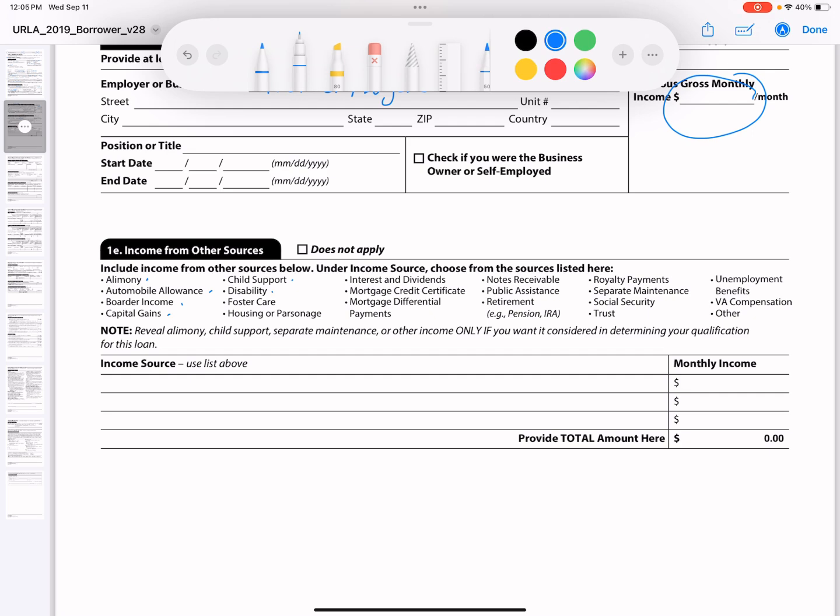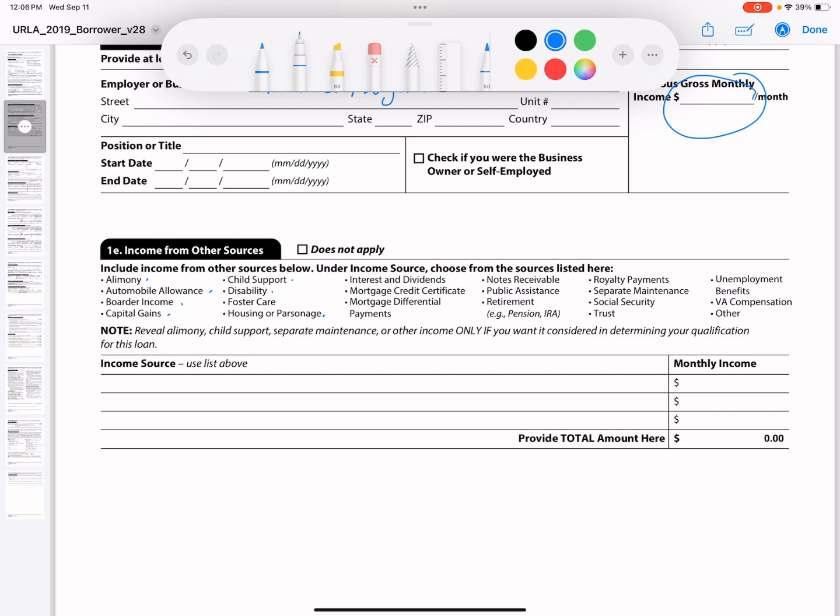Disability. Disability is typically from the government, and proof of continuance is often required. However, many forms of disability are guaranteed continuance by nature, but there will be some documentation you'll need to provide. Similar with foster care. Housing or parsonage is specific to religious organizations that provide free housing or parsonage income. If you've never heard of it, you probably don't receive it.